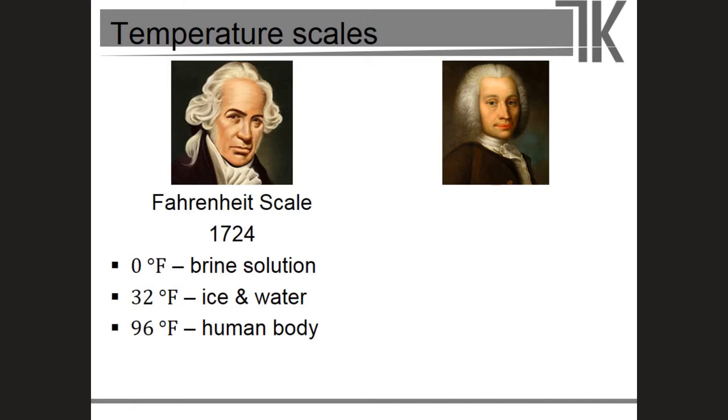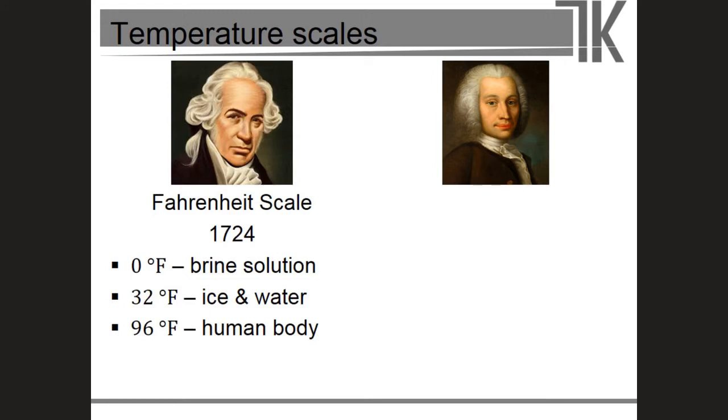So the divisions from 0 to 32 degrees Fahrenheit and 32 degrees Fahrenheit to 96 degrees Fahrenheit weren't actually even, because going from that brine solution to water and ice, if you break that up into 32, it's not the same as going from ice and water to the human body and breaking up in the same intervals to go from 32 to 96.